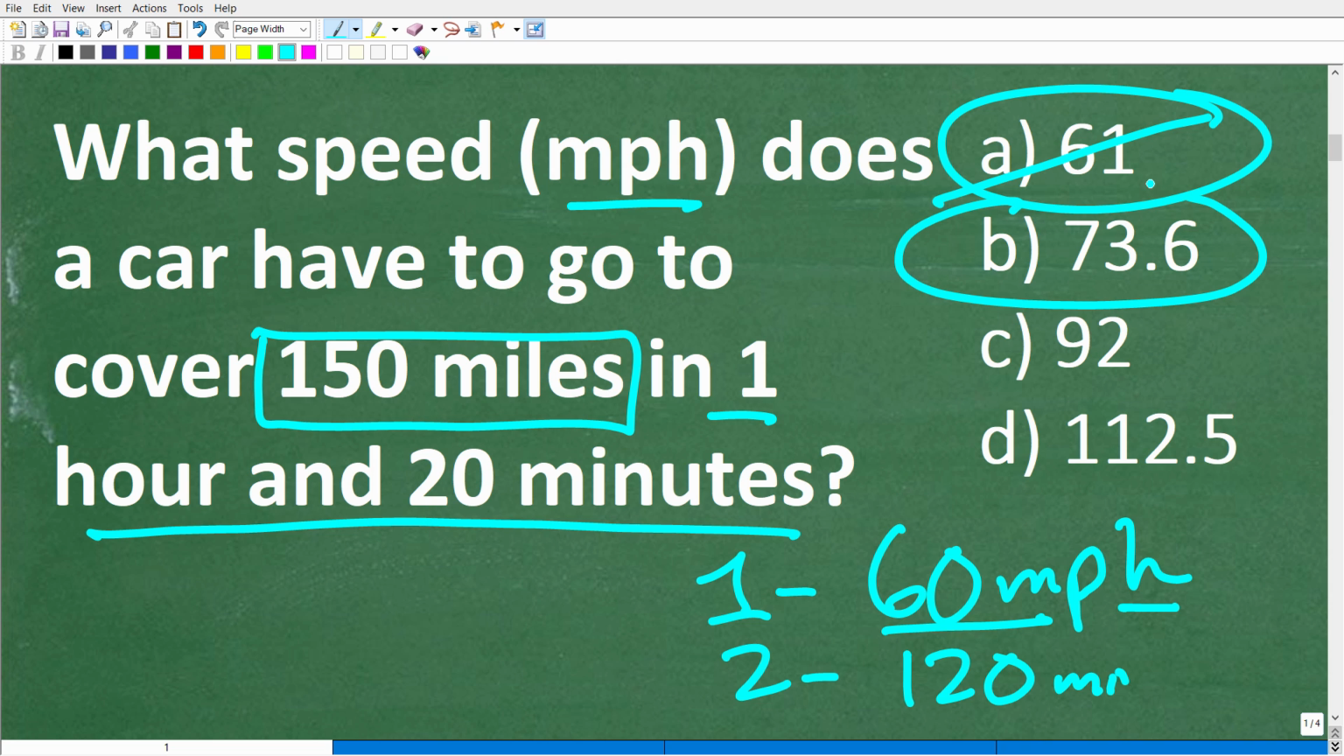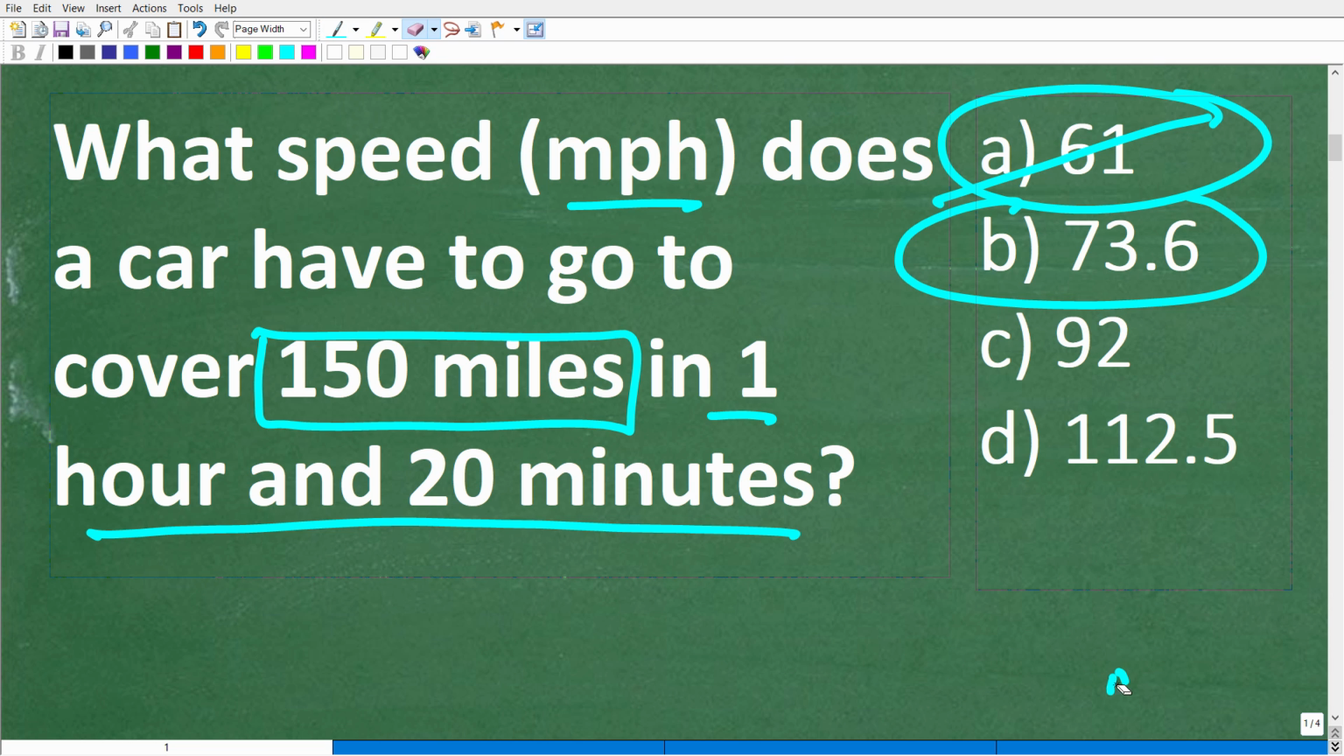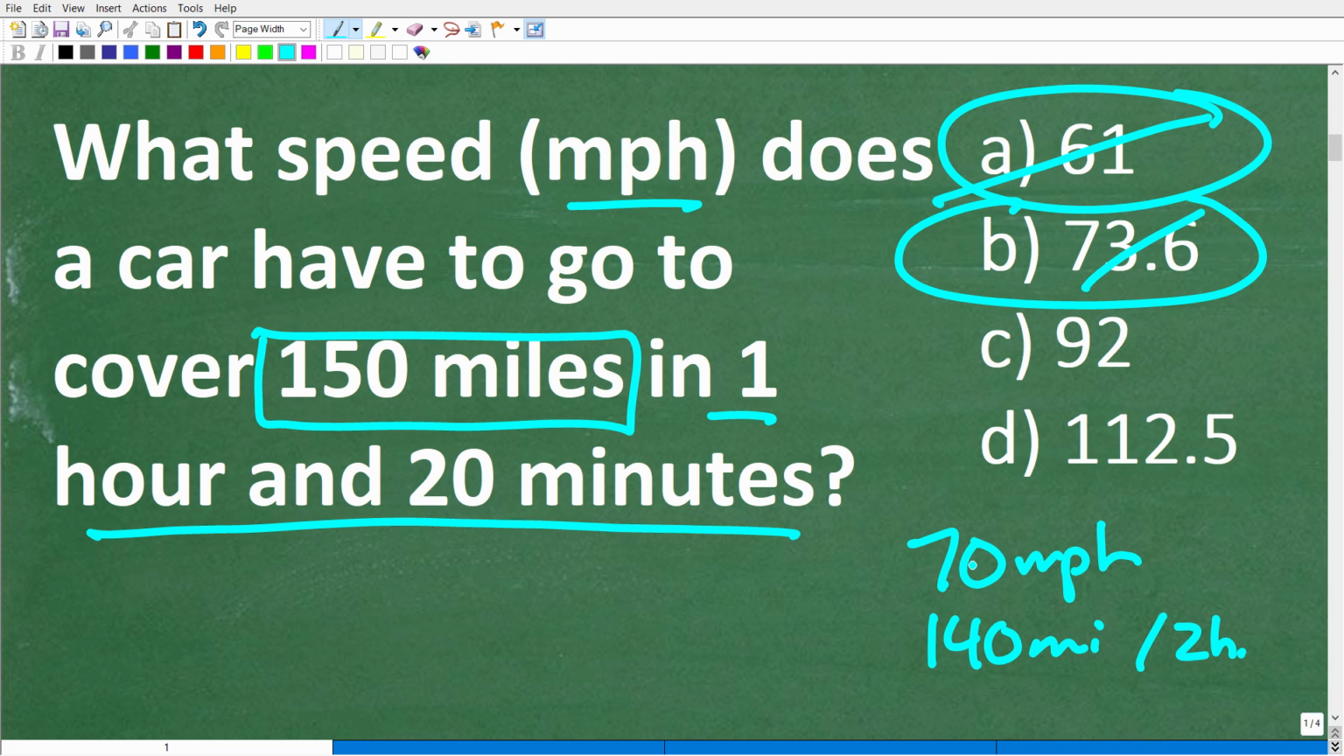Now we can take a look at this answer right here, 73.6 miles per hour, and we can use the same logic. Now let's just round this off to 70 miles per hour. That means we're going to cover 70 miles in 1 hour or 140 miles in 2 hours, right? So we're just going to double this. Again, even in 2 hours, we're not going to be able to cover 150 miles in 1 hour and 20 minutes. Okay, so hopefully that makes sense. So these two are far too slow.